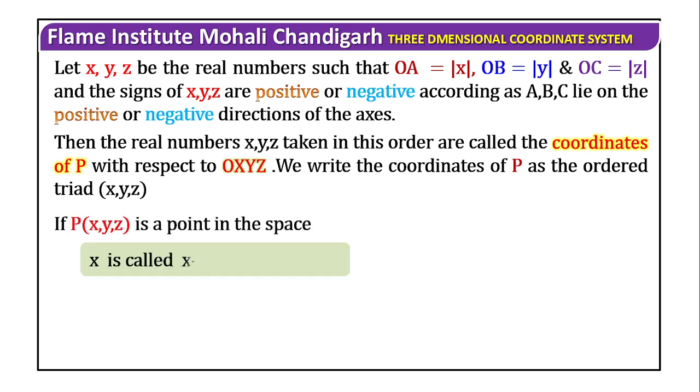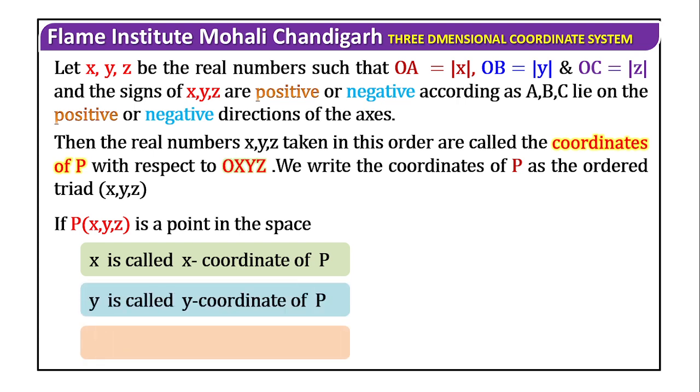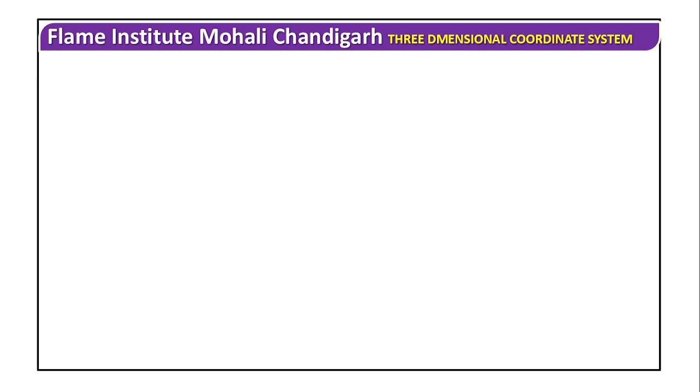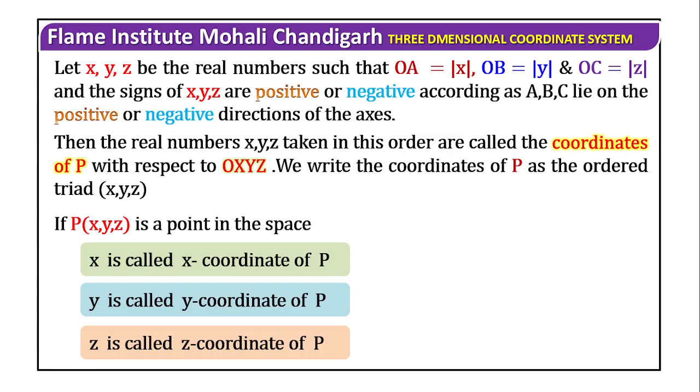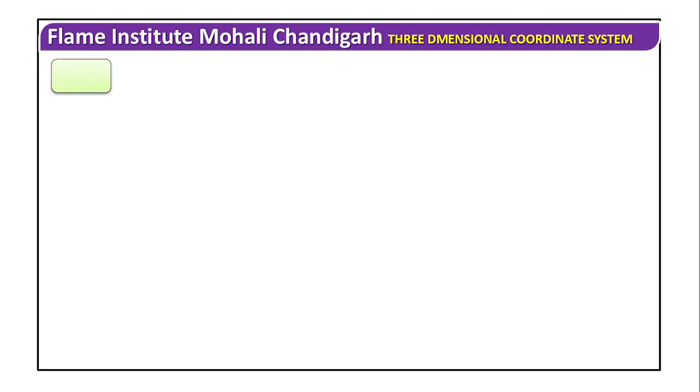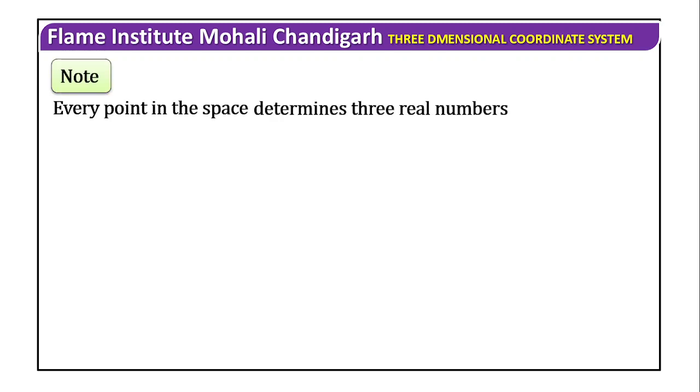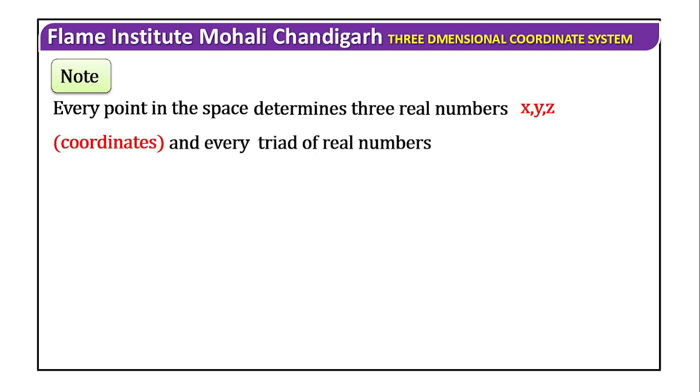Now, if P(x, y, z) is a point in space, then x is called the x coordinate of P, y is called the y coordinate of P and z is called the z coordinate of P. Note that every point in space determines real numbers x, y, z as coordinates, and every triad of real numbers determines a point in space.